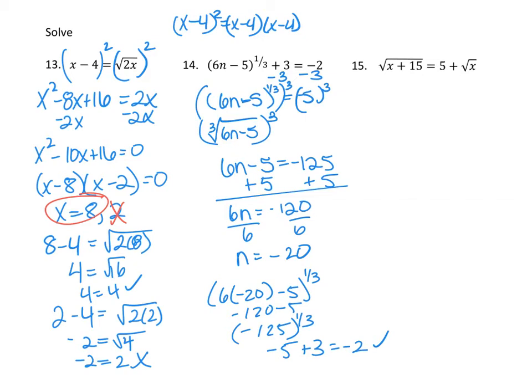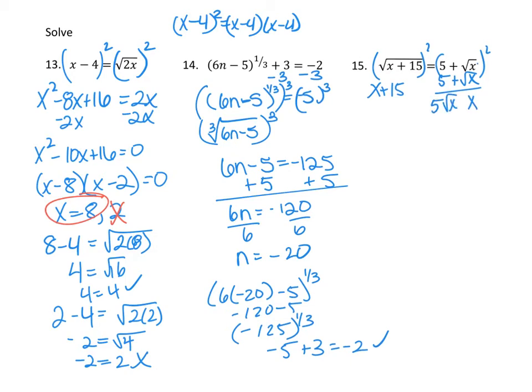And number 15, this is the fun one. I've got to square both sides to get rid of that square. So I get x plus 15 on this side. But on this side, it's 5 plus the square root of x times 5 plus the square root of x. And then square root of x times square root of x is x. And I get 5 square root x.